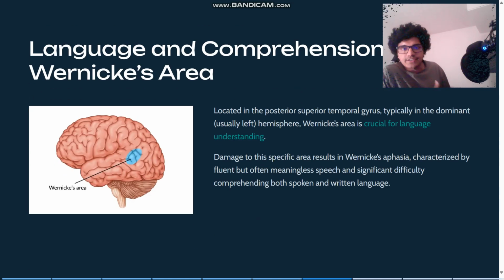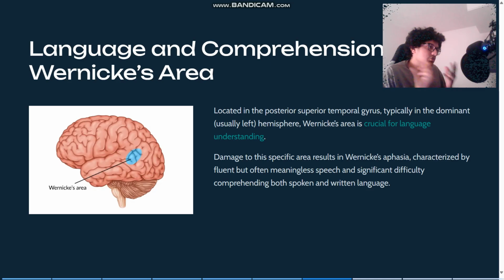Then you have Wernicke's area. Wernicke's area often works in conjunction with Broca's area. Broca's area is in charge of speech production, while Wernicke's area is in charge of understanding speech. The reason Broca's area is not mentioned here is because it is part of the frontal lobe. It's pretty close here on the back end of the frontal lobe. I would say it would be right about here, but it is the frontal lobe.